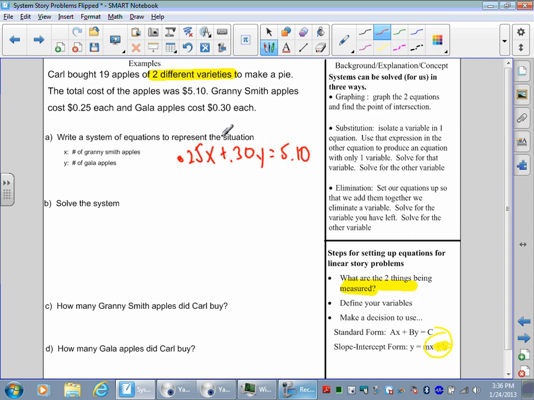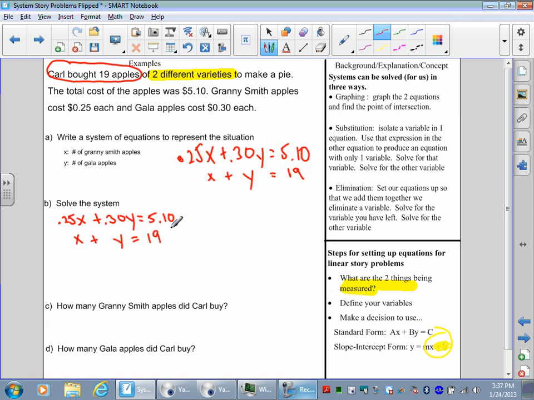The second equation is the one that's tough for a lot of kids. They don't really see it, but it's right here in this first sentence. Carl bought 19 apples. So what we know is that x plus y equals 19. And again, it turns out both of these equations are in standard form. So maybe if I set this system up down here, 0.25x plus 0.30y equals 5.10, and x plus y equals 19.